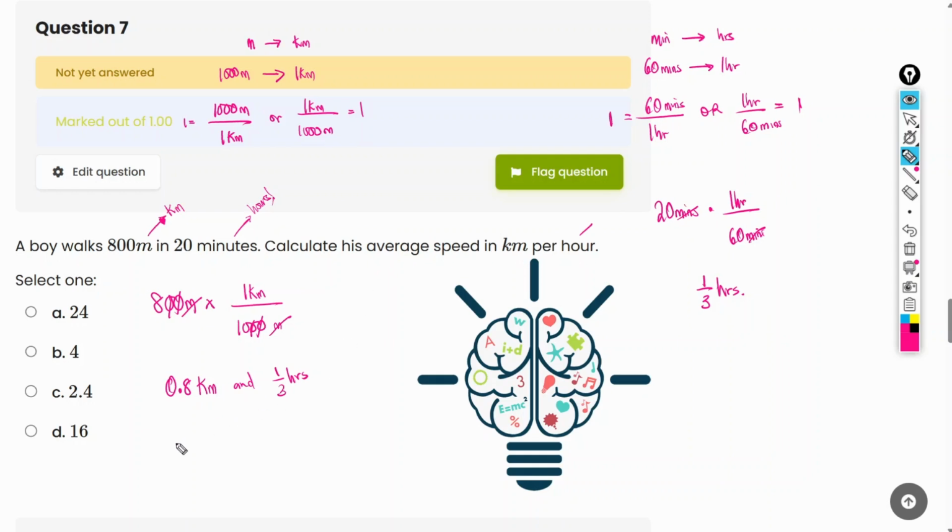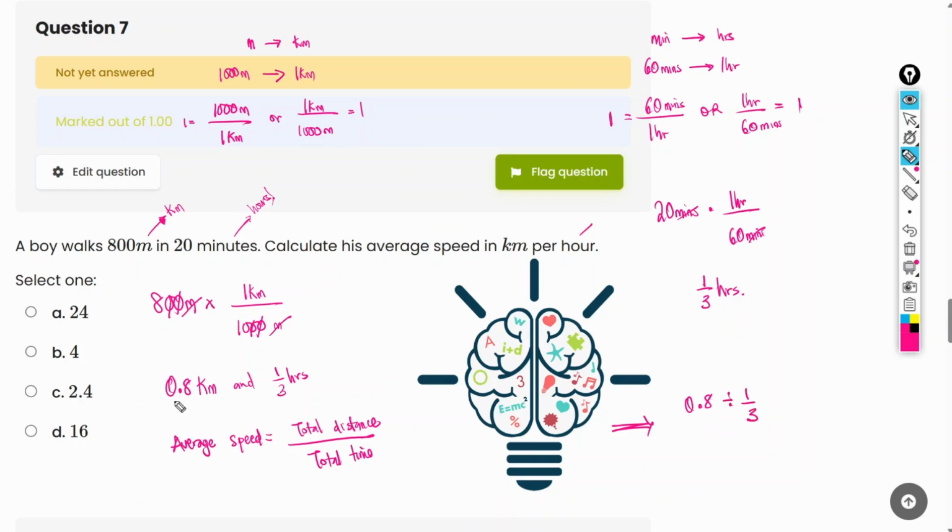So the formula for average speed is equal to total distance over total time. So that will be 0.8, sorry, I'm writing it here. That will be 0.8 divided by what? Divided by 1 over 3.